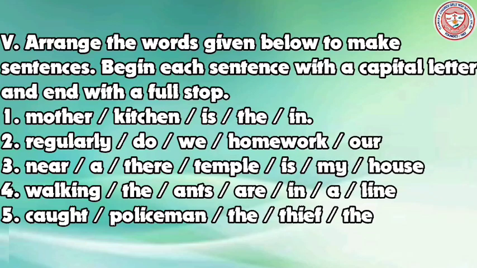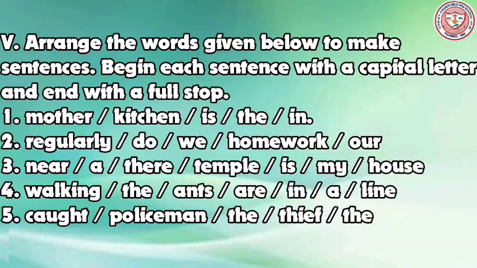Now last one. Arrange the words given below to make sentences. Begin each sentence with a capital letter and end with a full stop. Number 1, mother, kitchen is the in. Number 2, regularly do we homework are. Number 3, near a the temple is my house. Number 4, walking the ants are in a line.